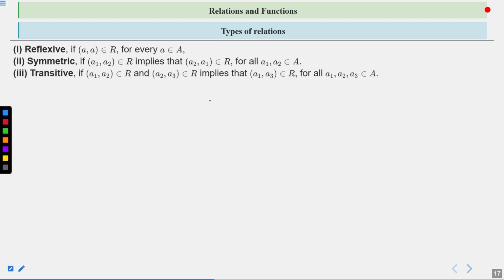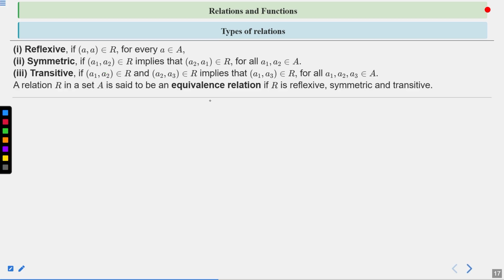Now transitive. If two pairs belong to R, like A1 comma A2, and the next pair starts from this A2, A2 comma A3, then your third pair must also belong to R, A1 comma A3. This is the transitive property of the relation, meaning a transitive relation. If such a condition is satisfied, then you say that your relation is transitive. A relation R in a set A is said to be an equivalence relation if all these three are satisfied: if your relation is reflexive, symmetric as well as transitive. Clear?